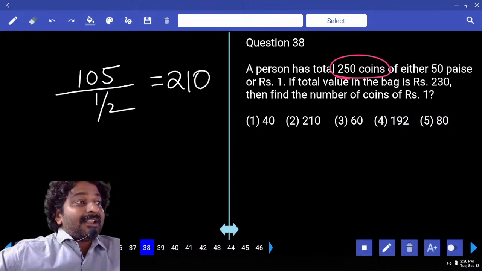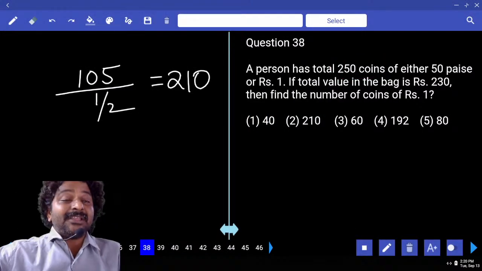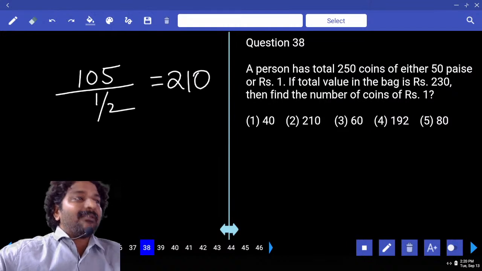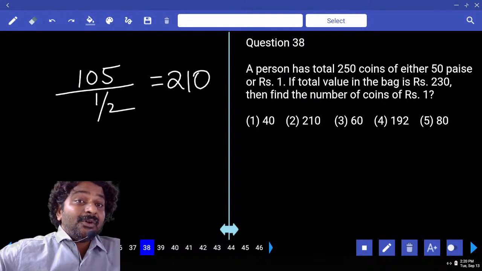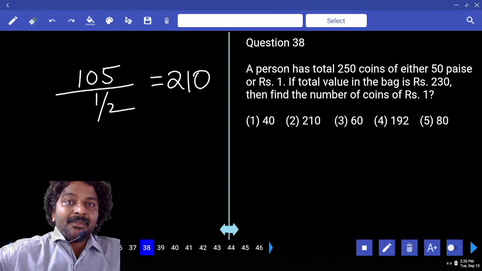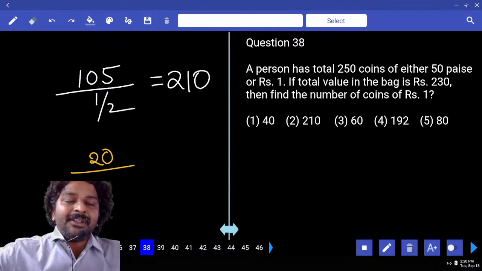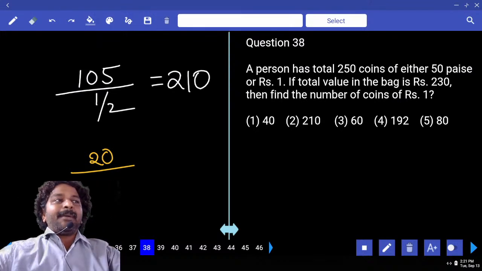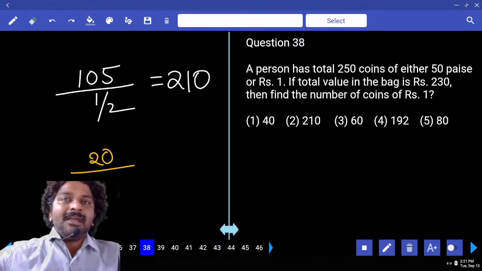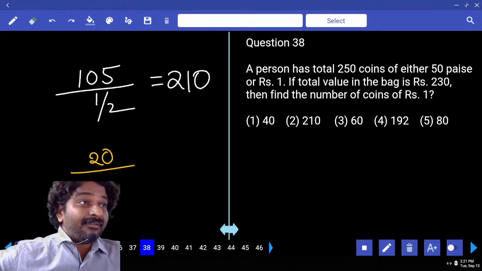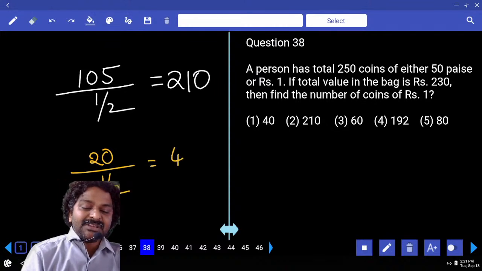Same question. If you want to calculate number of 50 paisa coins, in reverse method, you must start with all are 1 rupee. All in the sense 250 1 rupee coins. How much amount you will collect? 250. But what's the amount given in question? How much more you got? 20 more rupees you got, correct? What is the reason for getting 20 more rupees? Because 50 paisa coins were converted to 1 rupee coins. If you convert 50 paisa to 1 rupee, how much more you get? Half. Like that we got 20 rupees more. The number of coins which were converted is 20 divided by half, which is 40.